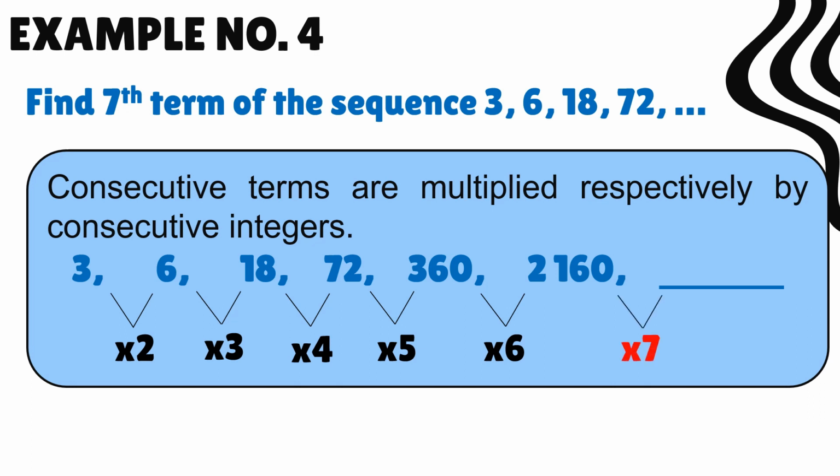So to get the 7th term, we are going to multiply 2160 by 7, and the answer is 15,120 as our 7th term of the sequence.